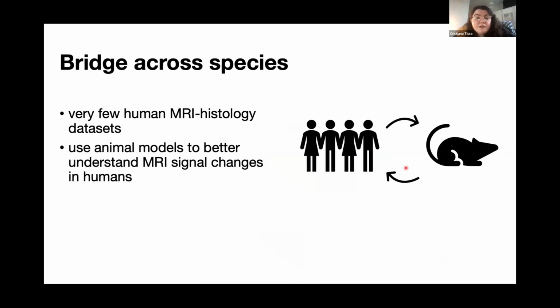And a further point is that histology can help us bridge our scientific understanding of a particular tissue of interest across species. There are very, very few human MRI histology data sets available, but it's relatively much easier to obtain MRI histology data in animal models, in particular in rodents. In mouse models, for example, we can invasively manipulate tissue microstructure, such as, for instance, completely remove myelin, and ask very specific questions about how this alters the microstructure and the respective MRI signals. And this can help us better understand the observed MRI signal changes that we see in humans.